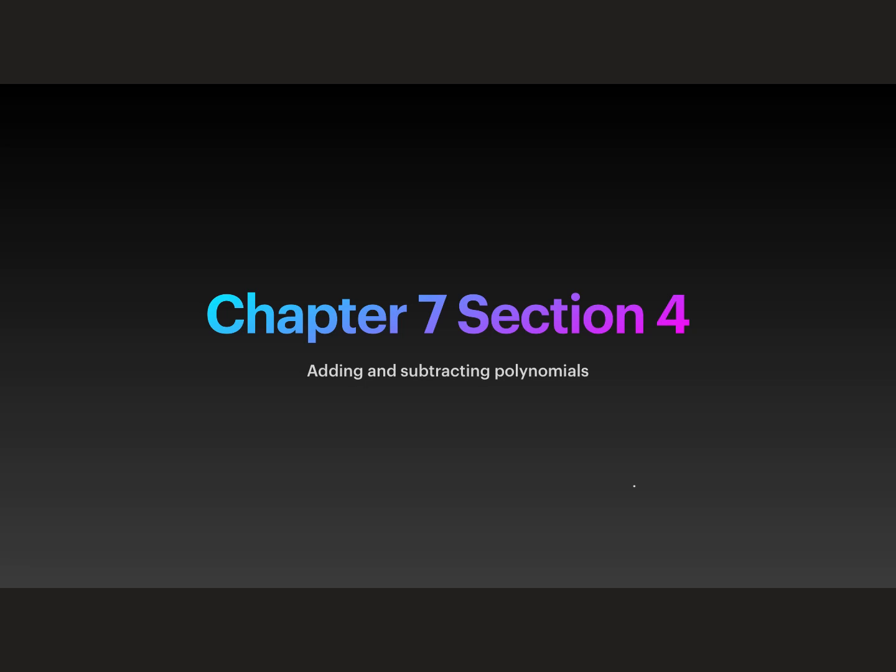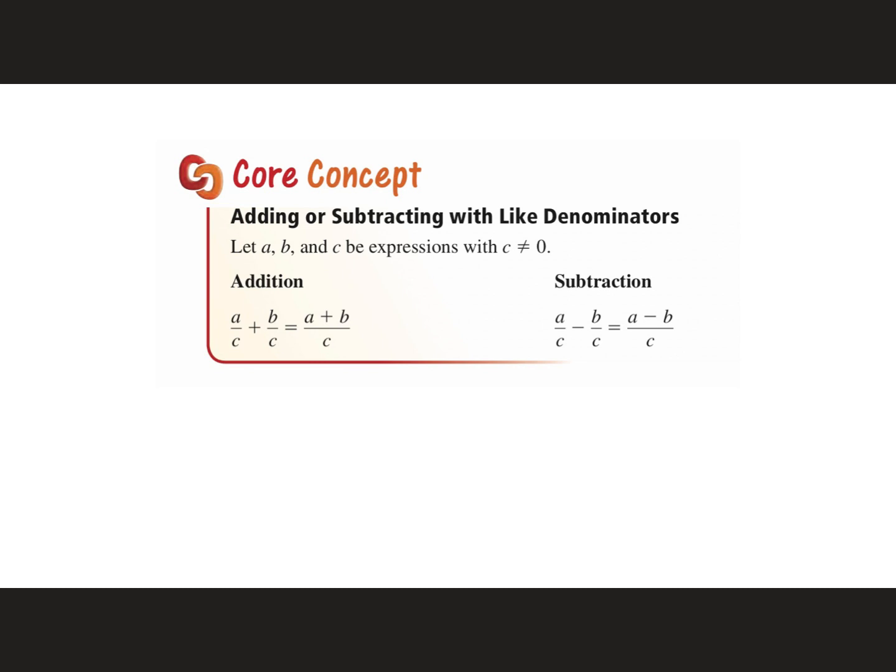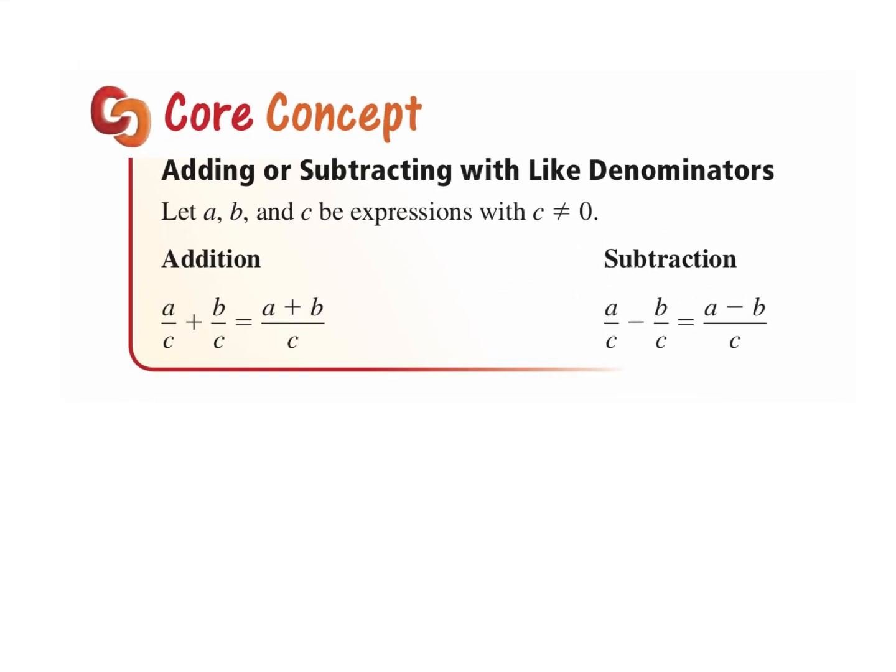So 7.4, we're going to be adding and subtracting polynomials. So our favorite, we're going to be adding fractions. So when we add or subtract fractions, we need like denominators. This is a must. We have to have a common denominator.